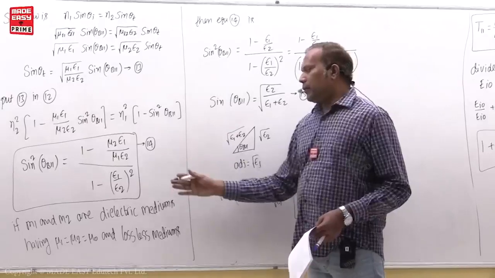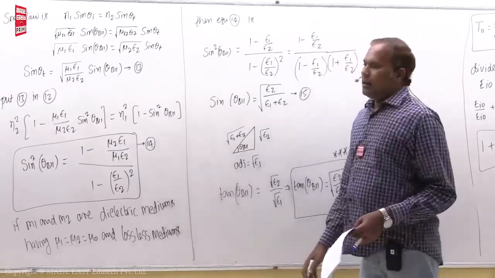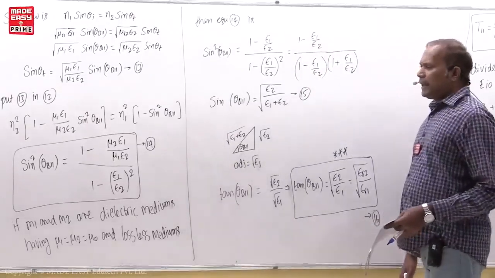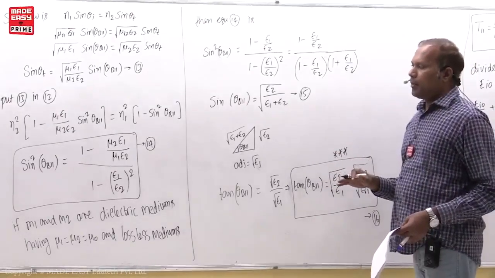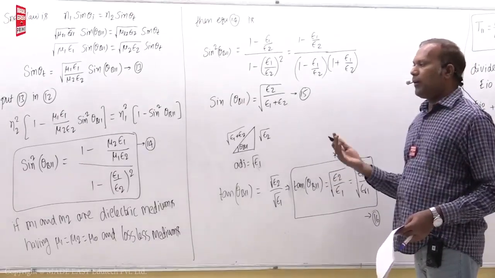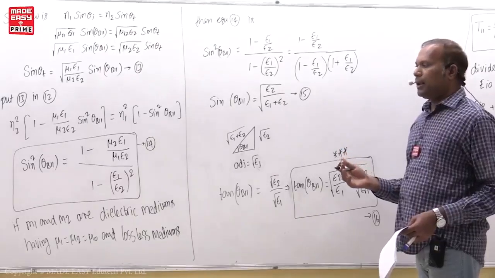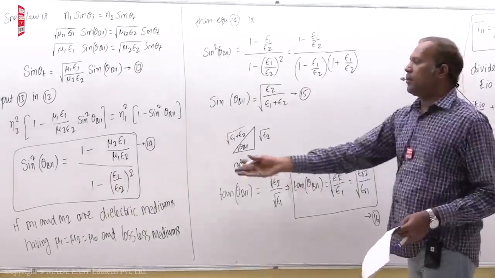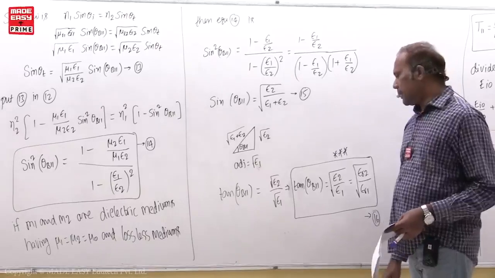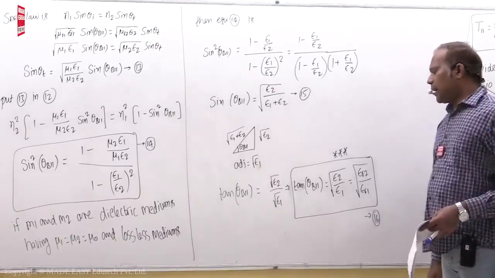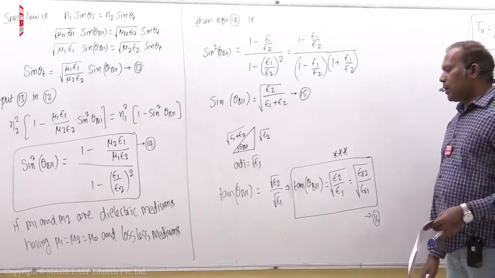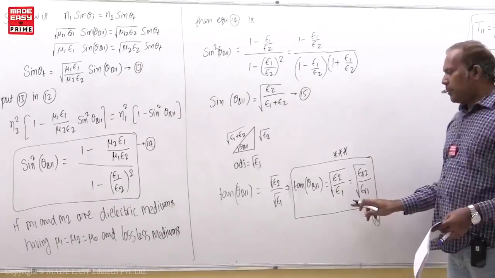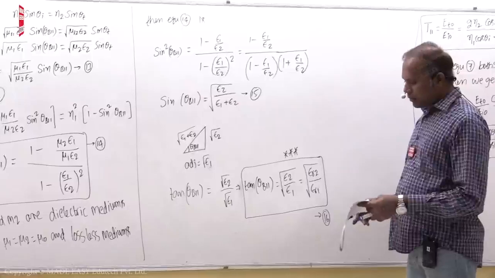If you remember this, it's okay. But rarely, till now, they have not asked medium 1 having some mu r1, medium 2 having different mu r2. They did not ask. But if they ask, they have to use that equation for Brewster triangle. So otherwise, if medium 1 and medium 2 are lossless and they have mu r1 equal to mu r2 equal to 1, this is the Brewster triangle formula which you have to use.